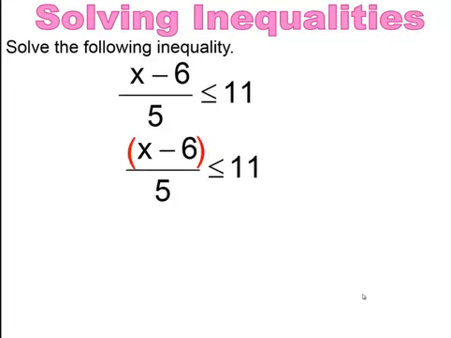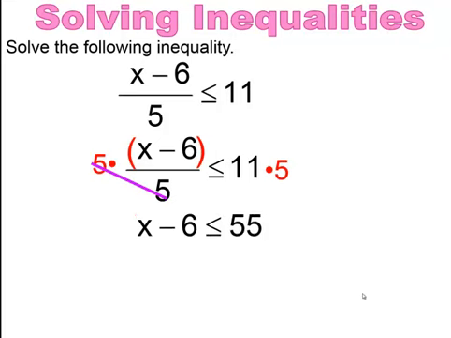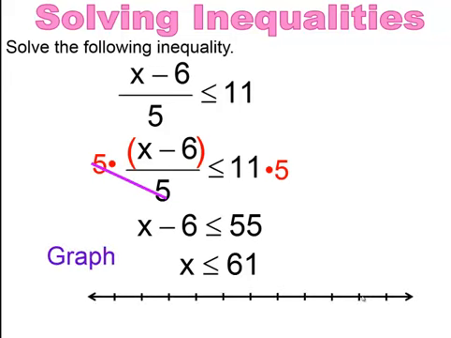So remember, that expression on top you leave alone until you get rid of that division by 5. Multiply both sides by 5. That's the inverse of division. That's going to cancel out that 5. Then you're going to be left with x minus 6 is less than or equal to 55. And then you add 6 to both sides. You get x is less than or equal to 61. You're going to graph it. It's going to be a closed circle at 61, and you're shading to the left.